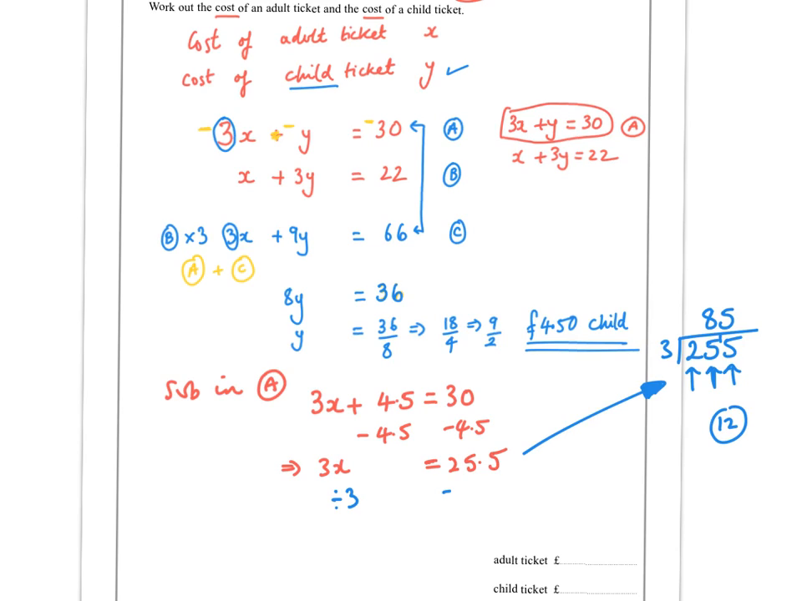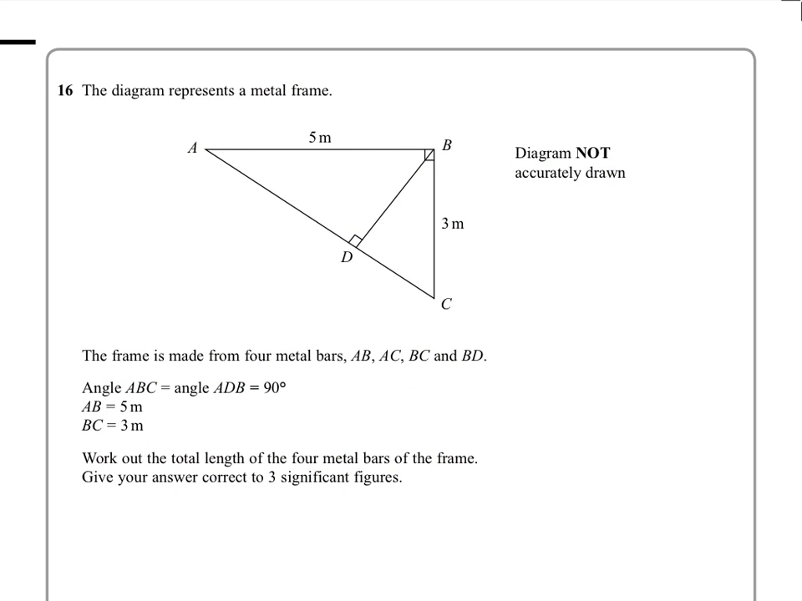So if you divide by 3, you'd get x is equal to 8.5, and that's going to be in pounds now, so that's going to be £8.50, and that's going to be the adult ticket. So there you go, £8.50 and £4.50. Well, a reasonably tricky question.